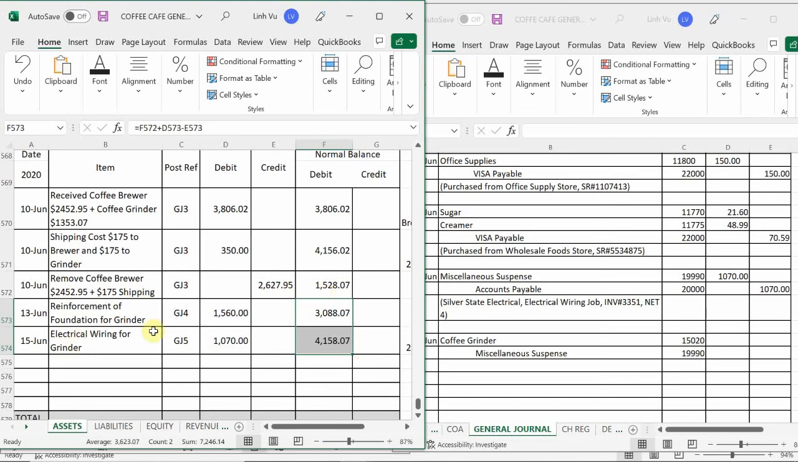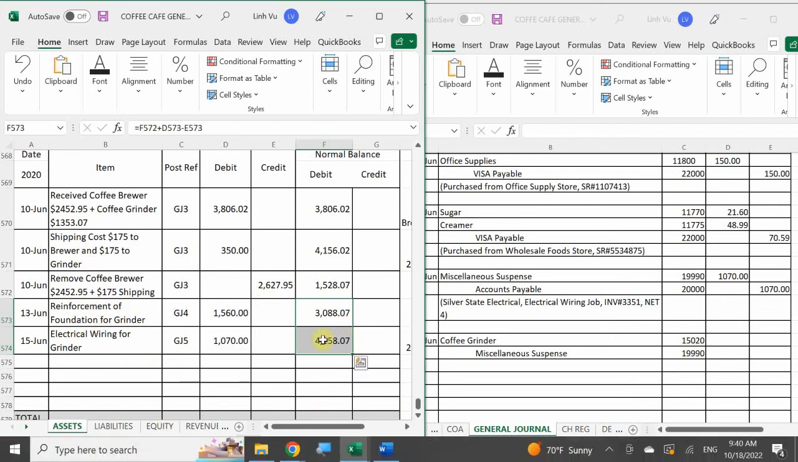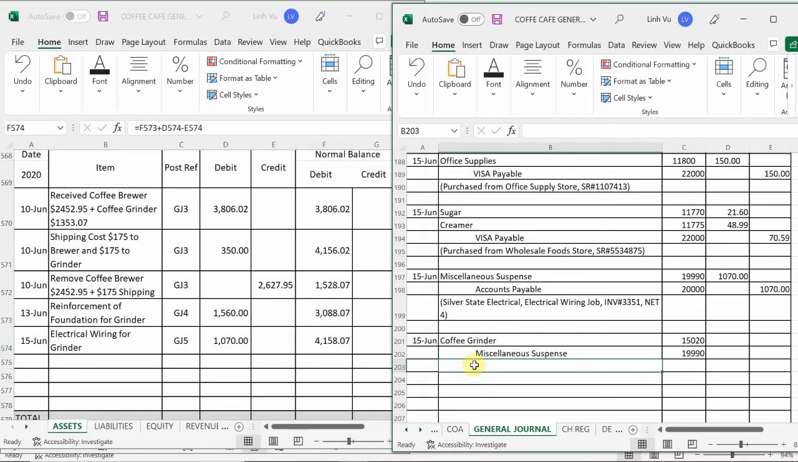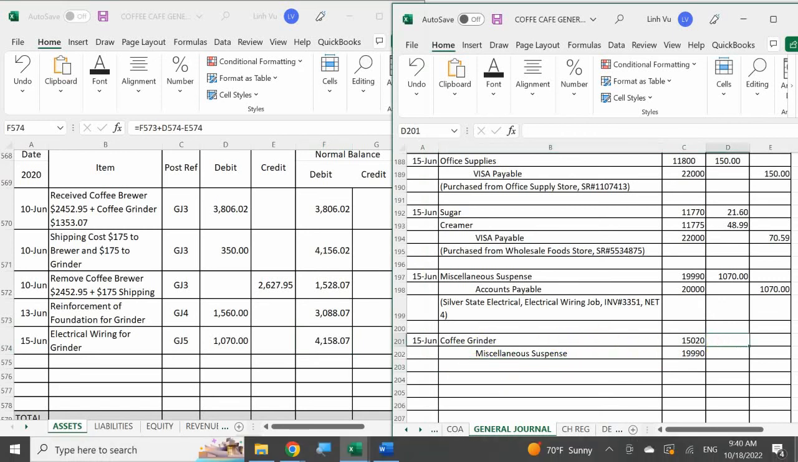We tacked on the reinforcement of the foundation for $1,560. So therefore, it's at $3,088.07. Then we tacked on the electrical wiring, so now I'm at $4,158.07. That's my total amount for my coffee grinder. Yes, so that's exactly how much I'm going to transfer into my coffee grinder: $4,158.07.